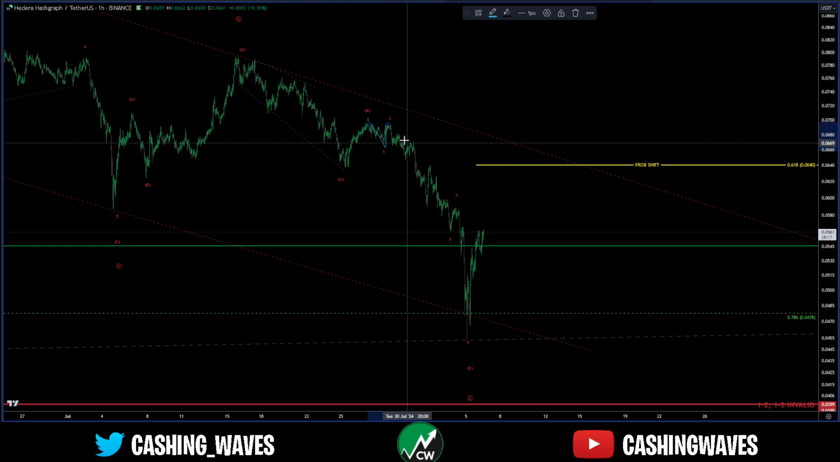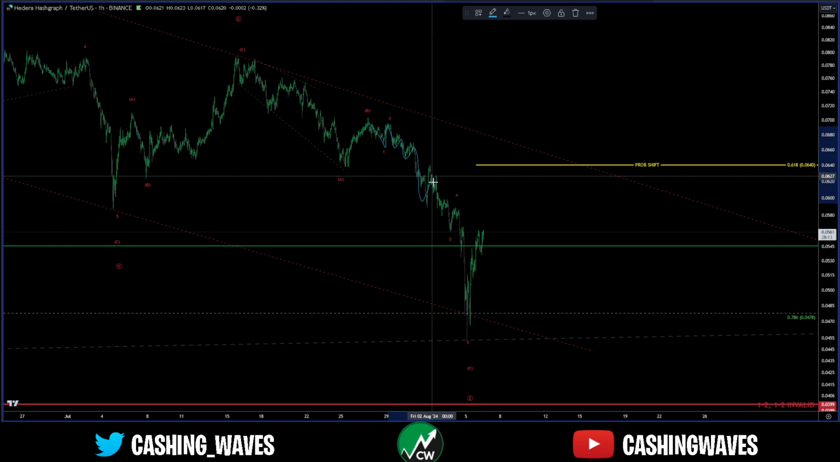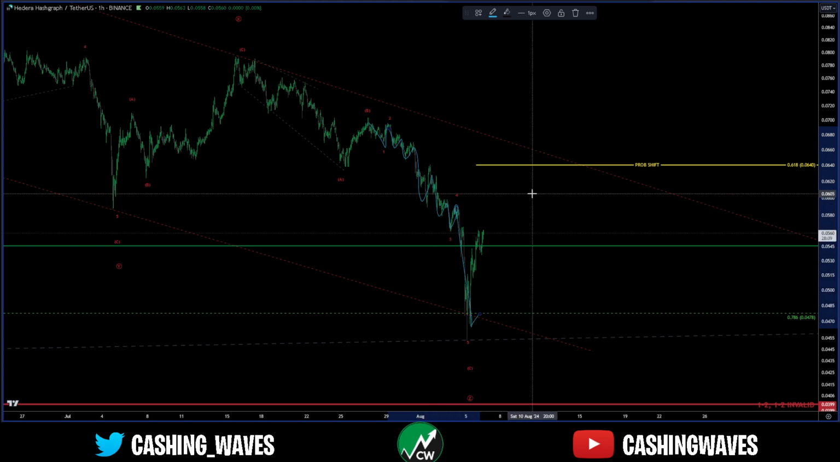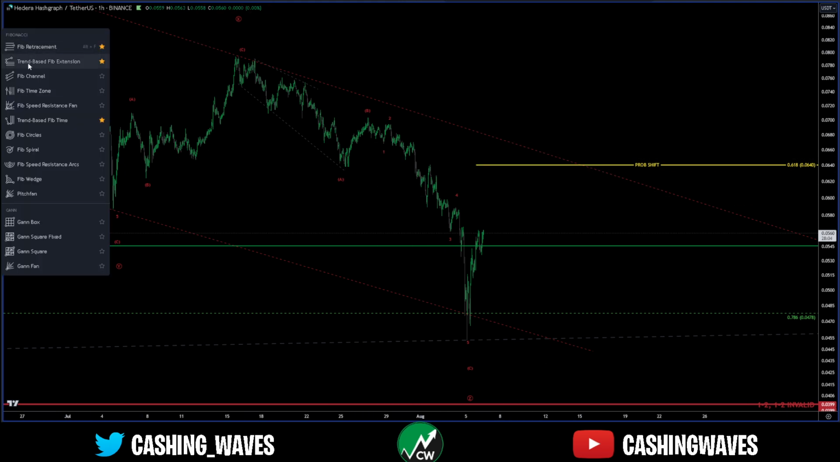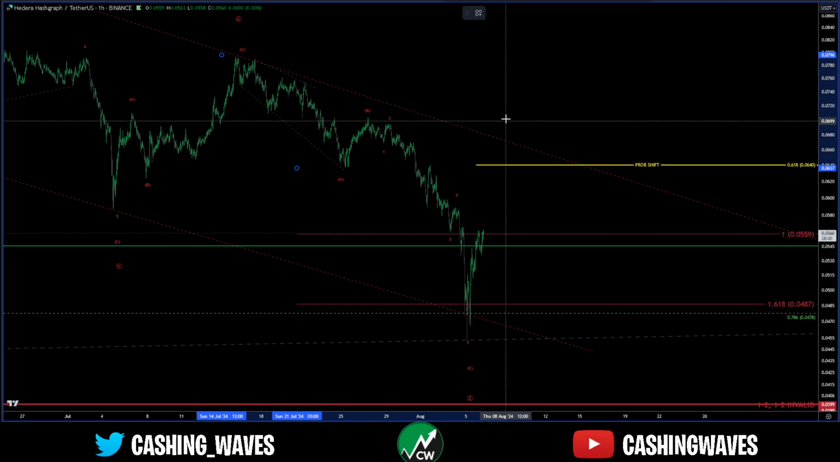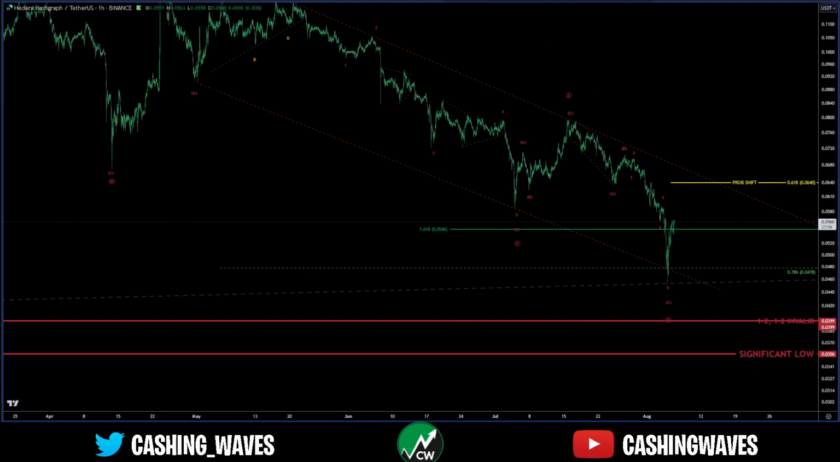This area was a little bit difficult, but we got a 1, 2, 1, 2, 3, 4, 5, 4, 5, and then we finally get our 4th wave and our 5th. See, that overlap makes things very difficult. But we have come, I think, just past the 1.618. Yeah, and we're finding support.